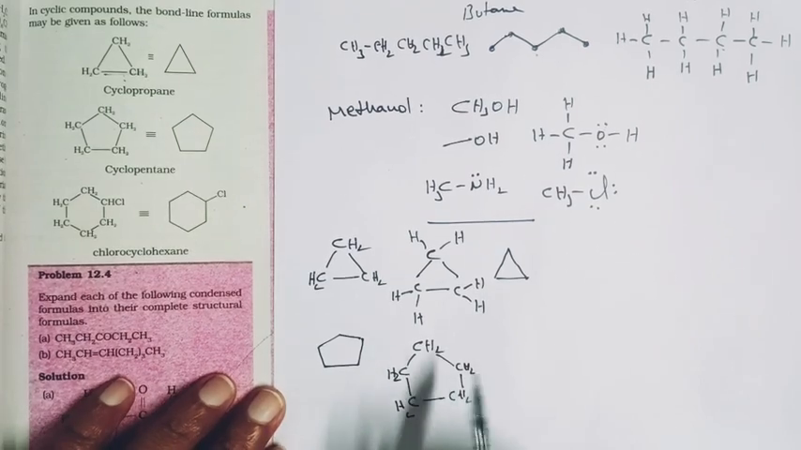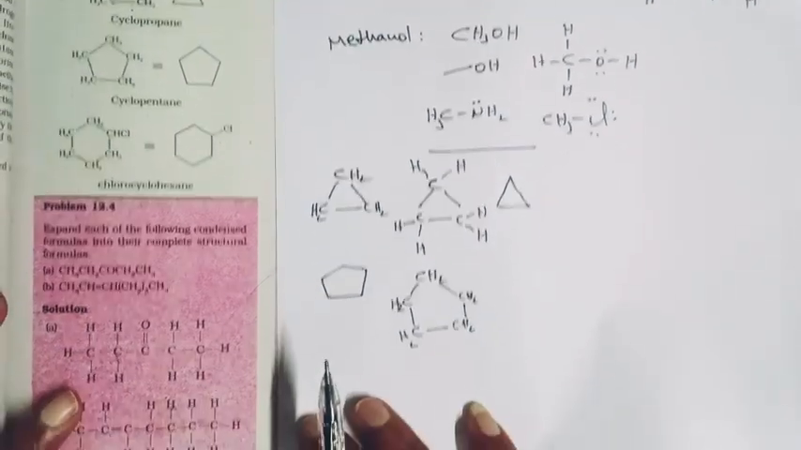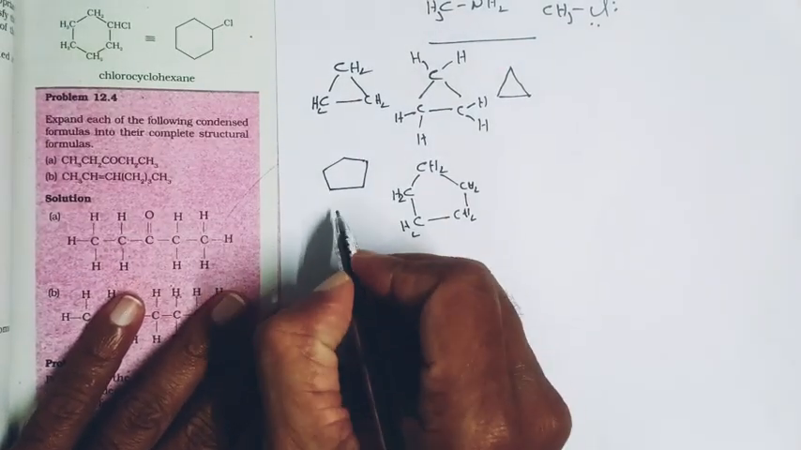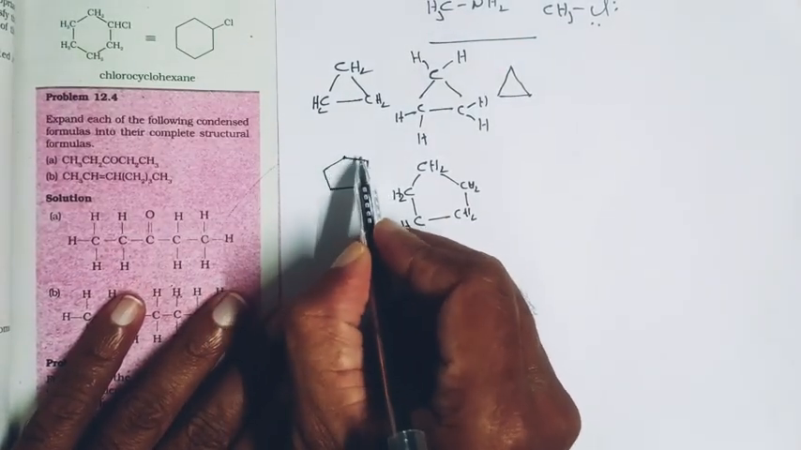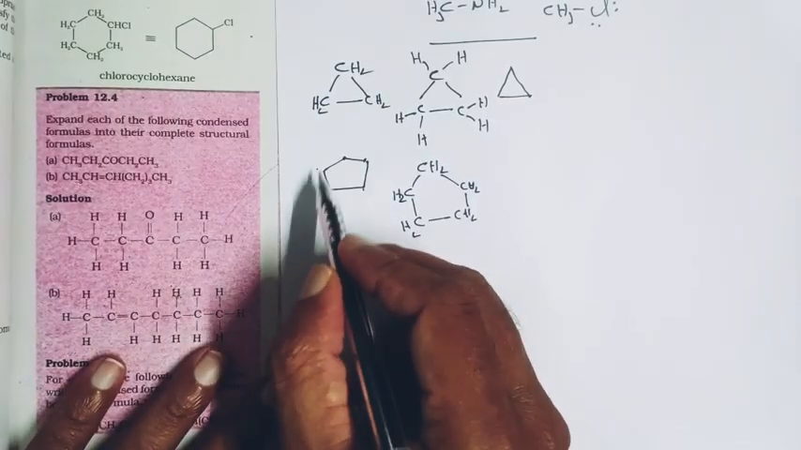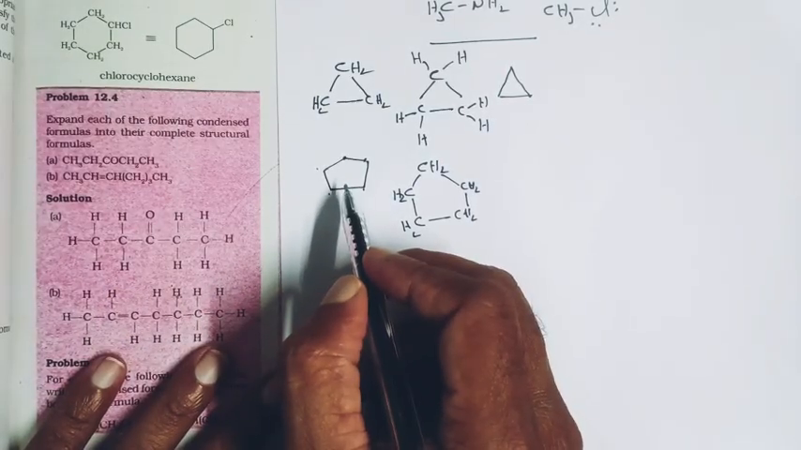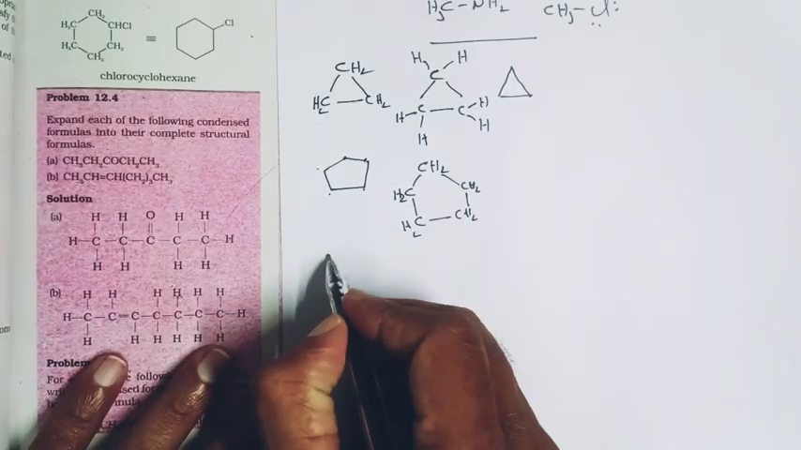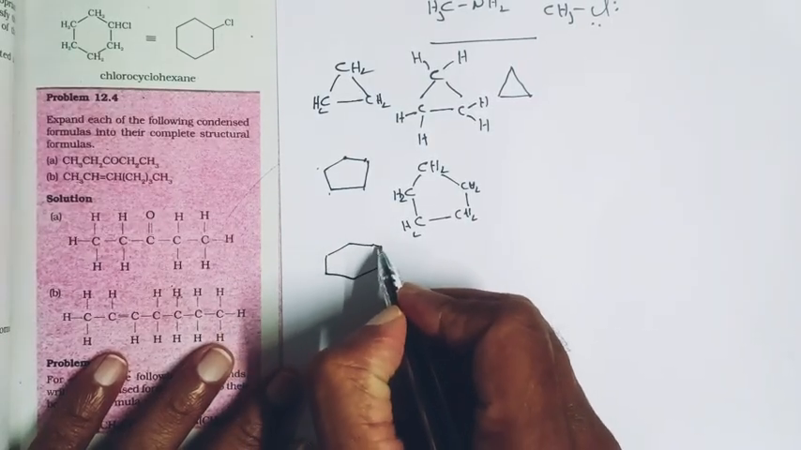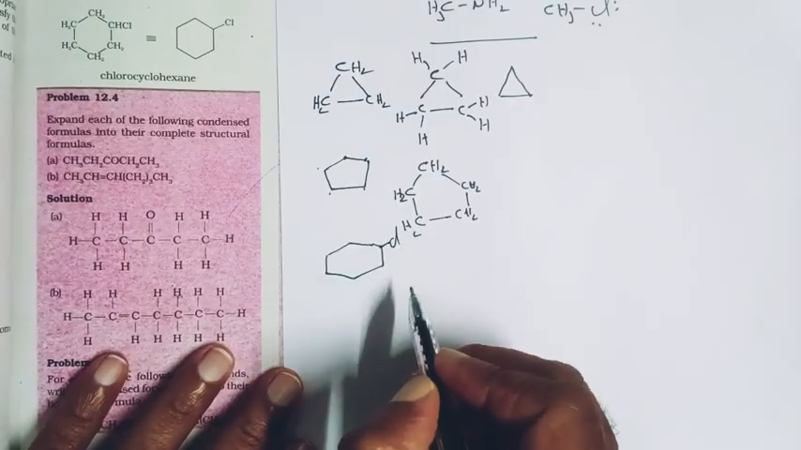And one more example given is chlorocyclohexane. This is cyclopentane. 5 carbons are there: 1, 2, 3, 4, 5. So it is a cyclic structure, so it is cyclopentane. Like that, cyclohexane is like this. Here chloro is there.